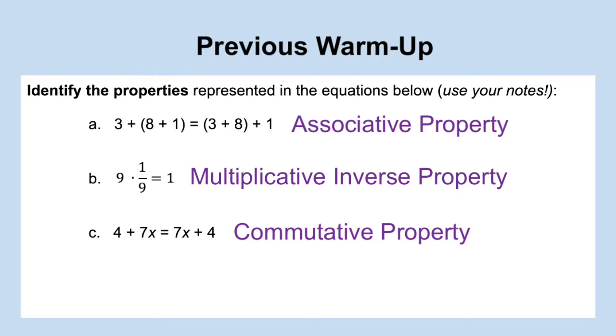In the second problem, we have 9 times 1/9, which is the reciprocal of 9, and this gives us 1. This is our multiplicative inverse property. Finally, in problem C, we have 4 plus 7x equals 7x plus 4. This involves changing the order of the numbers. So here we do have the commutative property.